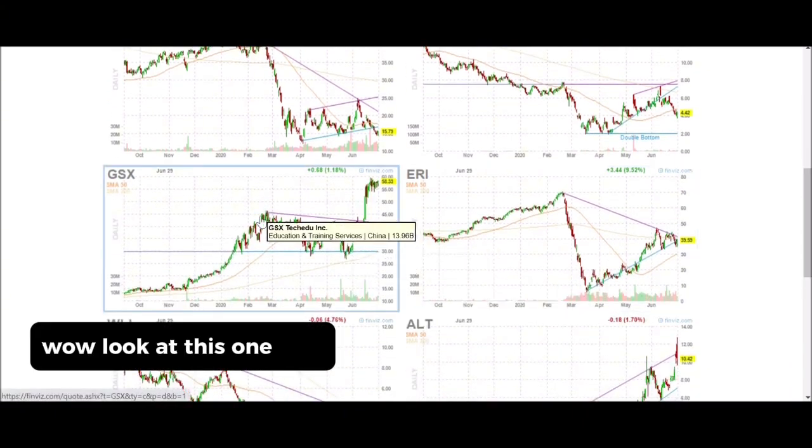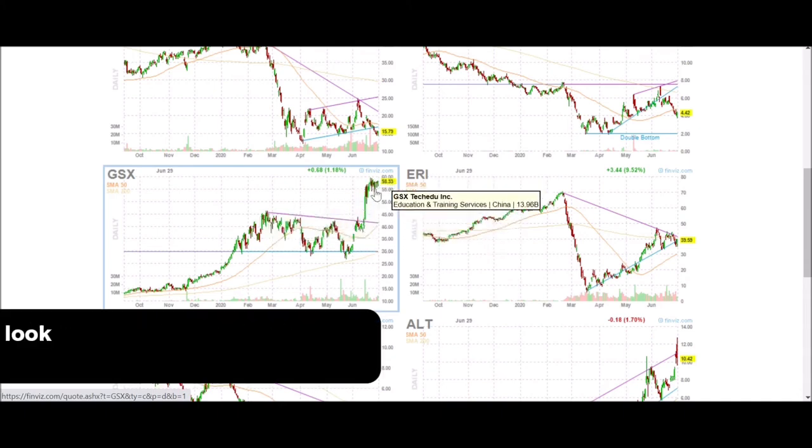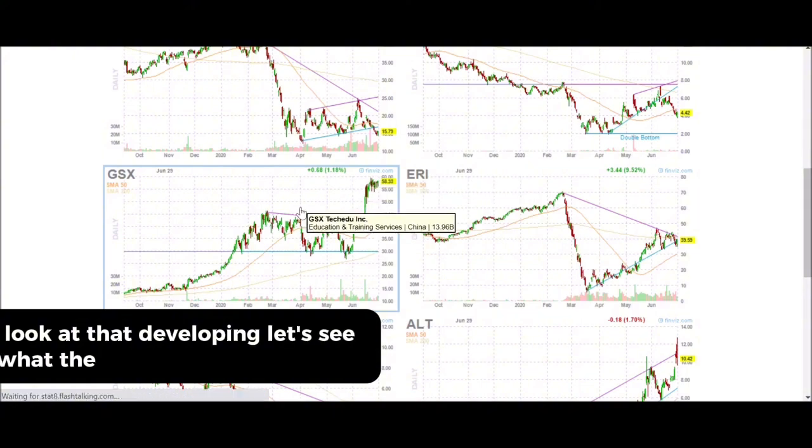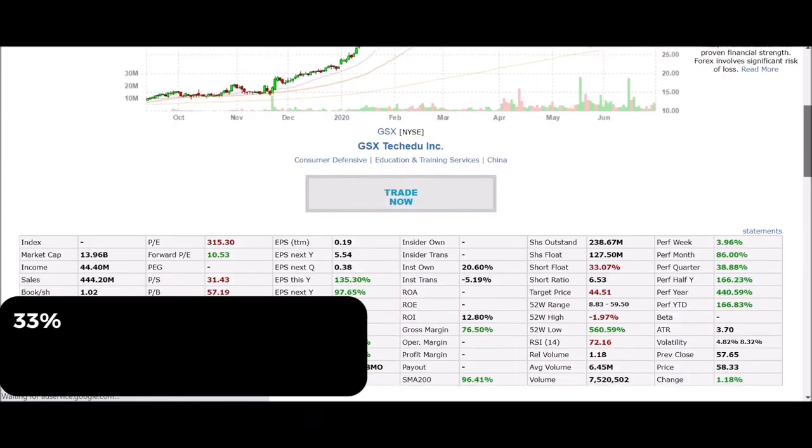Wow, look at this one. GSX. And that is talk about a bull flag pattern there. Look at that developing. Let's see what the float short is on this one. 33%. Wow.